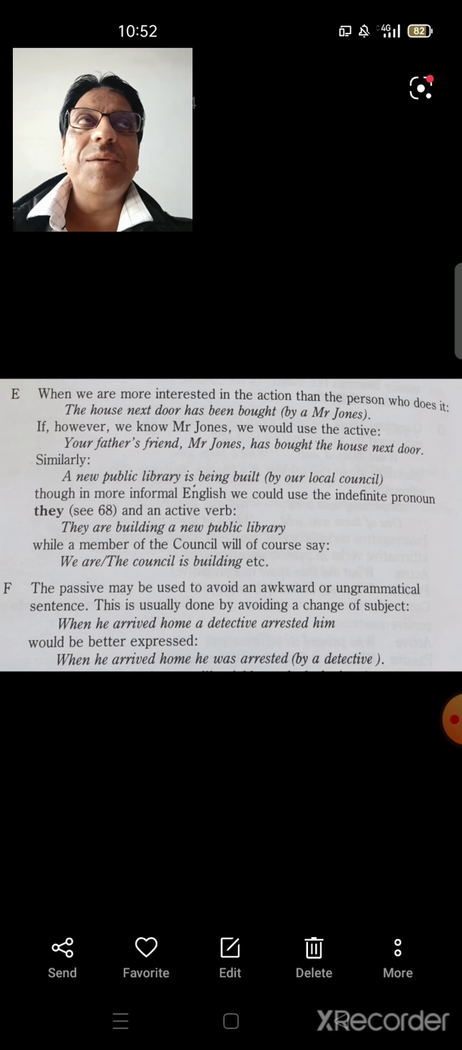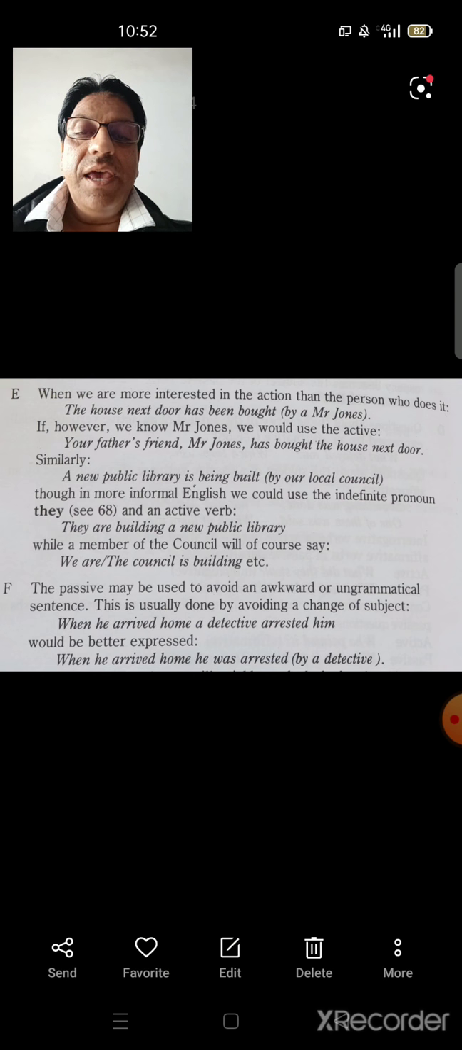Now, in this case, the subject is more important to us because the subject is familiar to us. As you can see from the example, your father's friend, Mr. Jones, has bought the house next door. They are building the new public library. The council is building, we are building, that is not important. They are building the new public library.